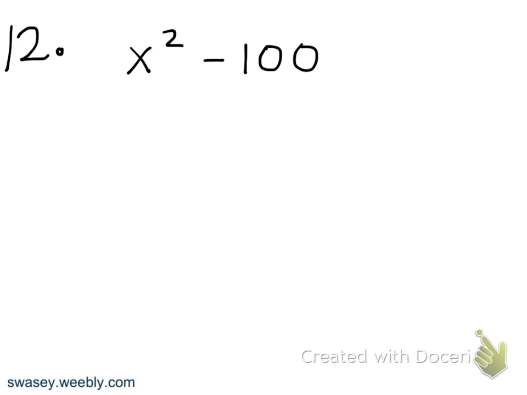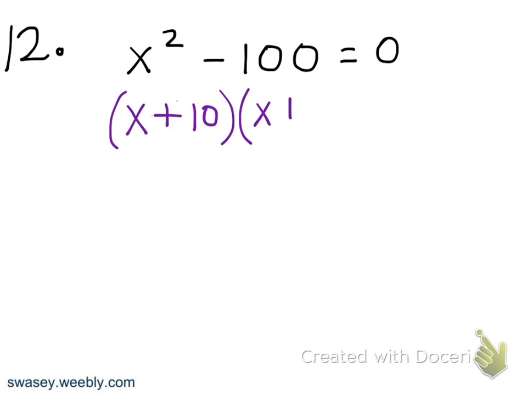Oh, and this was equal to 0. To solve this, it's already set up to factor, so I'll go ahead and factor it. But you could also add 100 to each side and then square root. So we have x plus 10, x minus 10, because it's the difference of two squares.